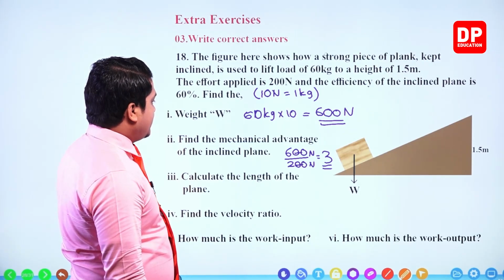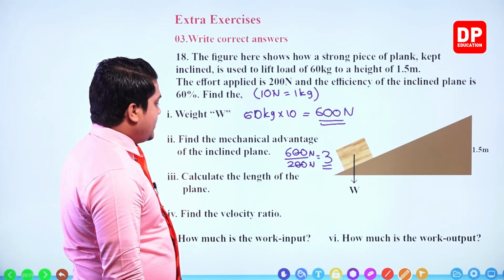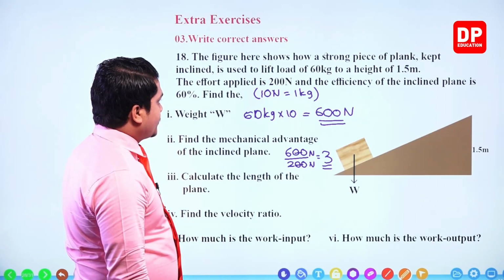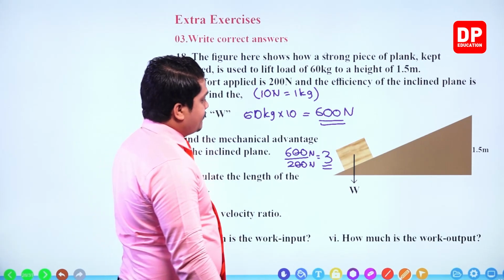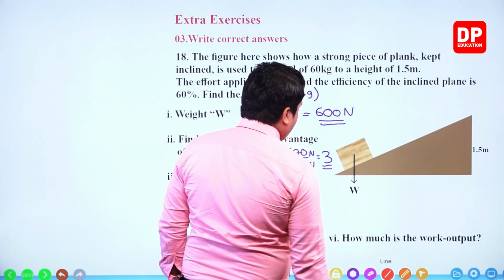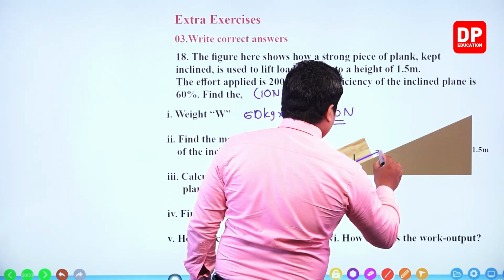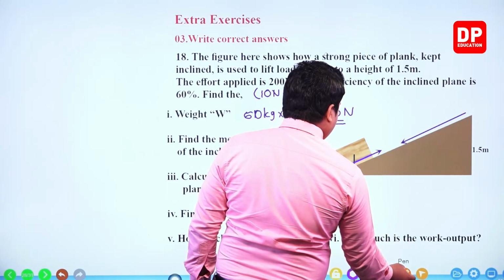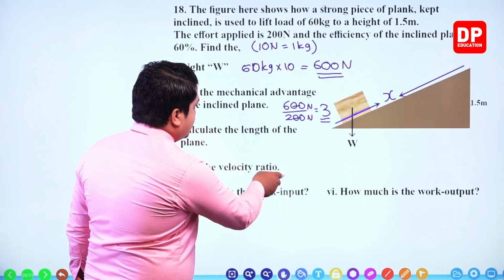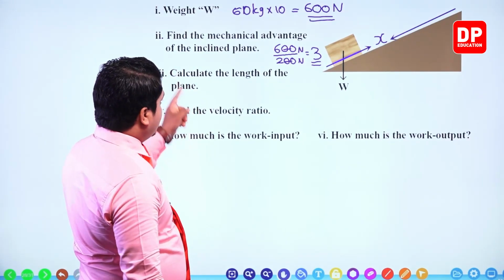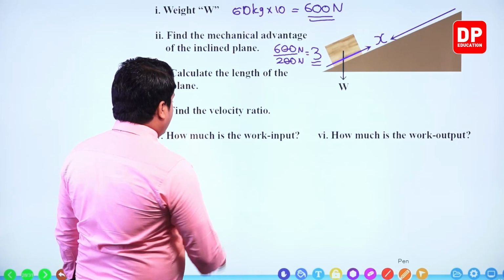Calculate the length of the plane. I'll keep the third one, we'll answer the others. So find the velocity ratio. To find out the velocity ratio and the length of the plane, we have to calculate the plane length. So I'm going to find out the length then. Before that, my dear children, let me take the distance as x in here. Let's take the slide somewhat up. So the third question, length of the plane. I have marked it as x. So I'm going to do the calculation then. Number 3.